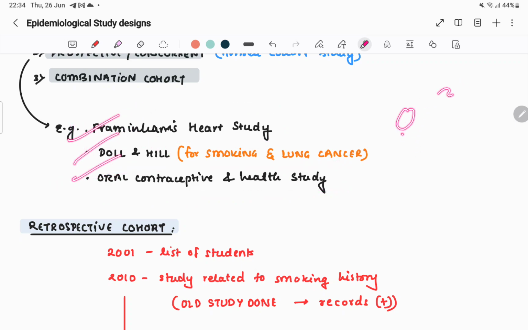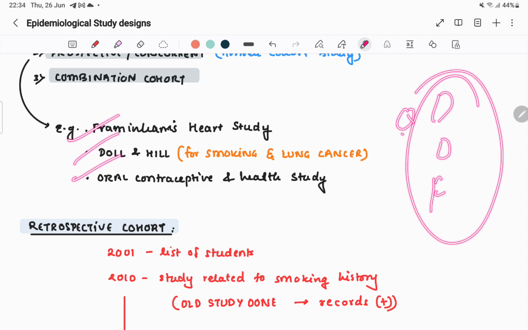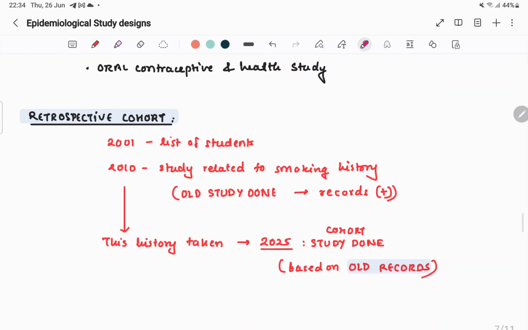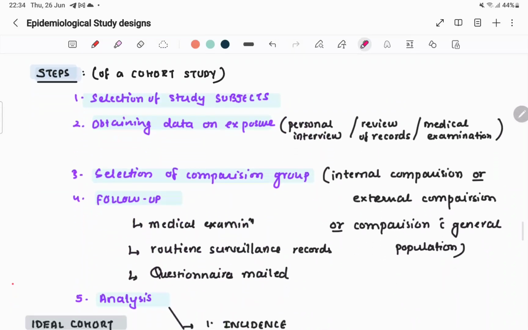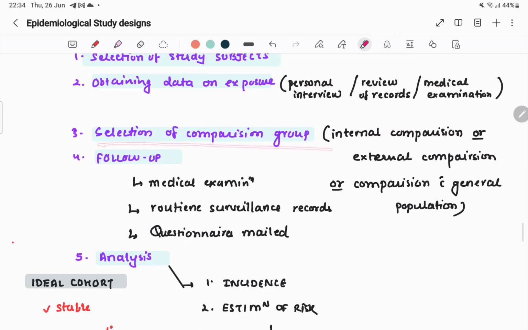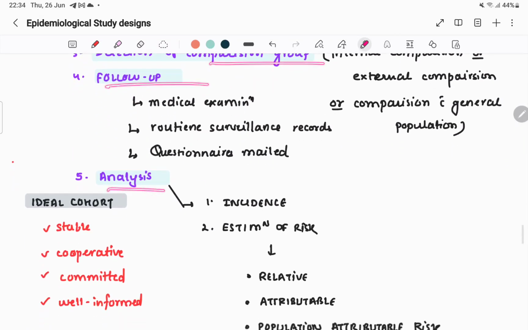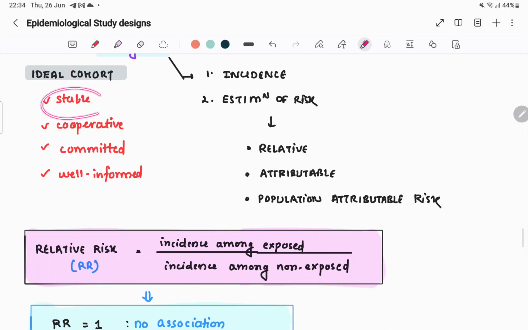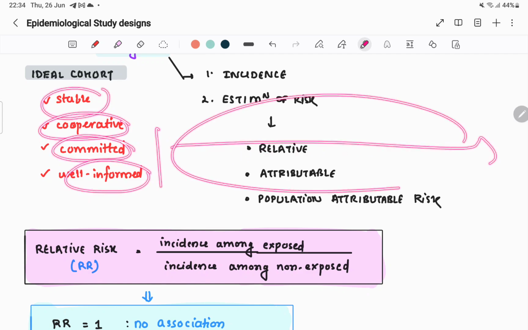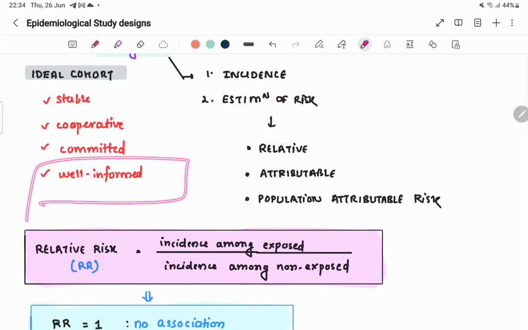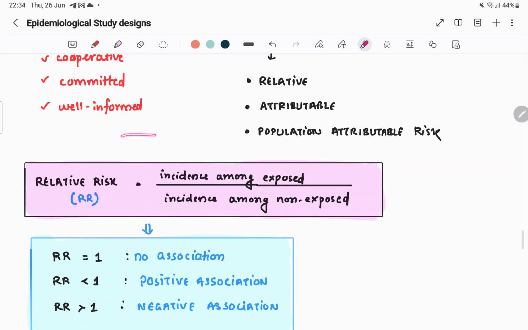So Doll and Hill, oral contraceptive, and Framingham heart. Retrospective cohort I will talk about in another video. Steps: selection of study subjects, obtaining data, selection of comparison groups, and follow-up and analysis, right? An ideal cohort should be stable, cooperative, committed, and well informed. Cohort means a group of people, so they must be stable, cooperative with you, committed to completion of the study, and well informed of the procedures, because consent is a very important part.